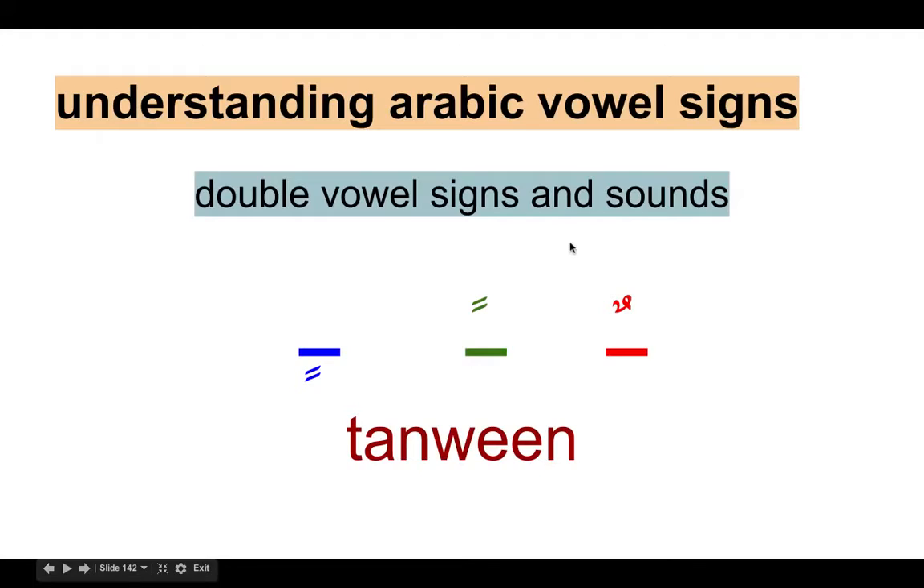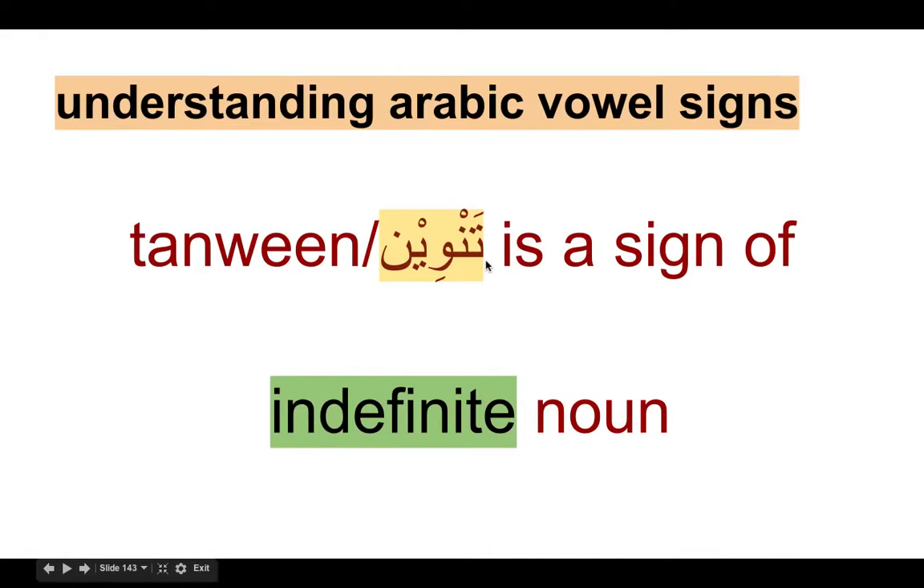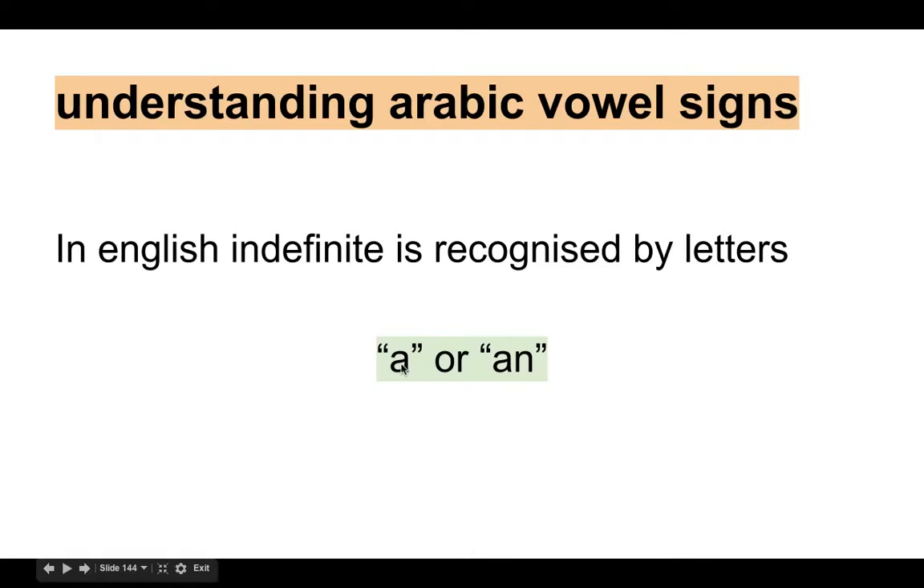So we learned about single vowel signs. Then we have what is called as double vowel signs, when we have two dhammas and two fathas and two kasras. What do they signify? These are called tanweens. Tanween means two dhamma, tanween fatha and tanween kasra. So whenever there is a tanween on a noun, on a word, double fatha, double dhamma and double kasra, it is a sign of indefinite noun. So how do we recognize what is indefinite in English? In English we have what is called as a or an. We say a book, a pen or an apple. So it says indefinite. It could be anything, any book, any pen or any apple.